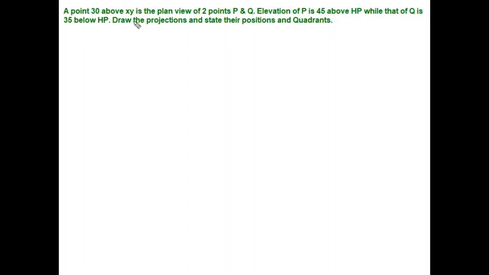A point 30 above xy is the plan view of 2 points P and Q. Elevation of P is 45 above HP while that of Q is 35 below HP. Draw the projections and state their positions and quadrants. Here you have two new words.